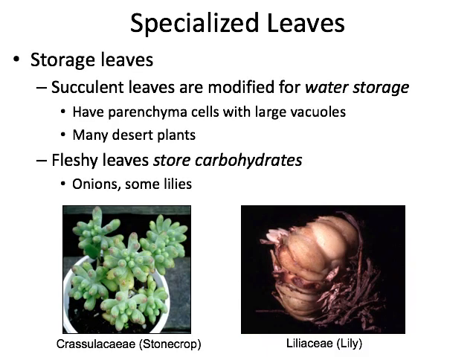Storage leaves are common. Sometimes plants store water in their leaves and are referred to as succulent. Other times they store carbohydrates such as sugars in their leaves. Examples include onions and some lilies.